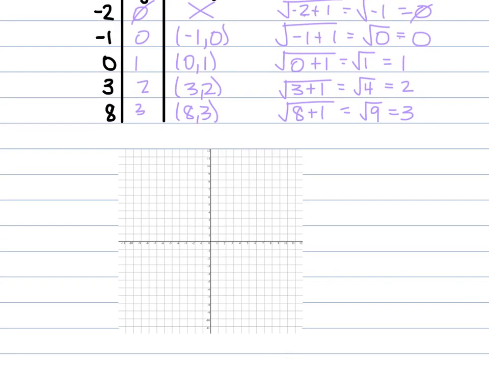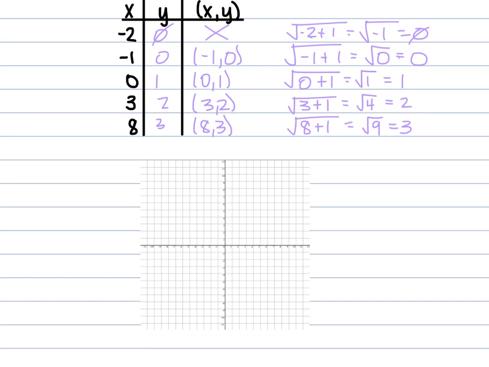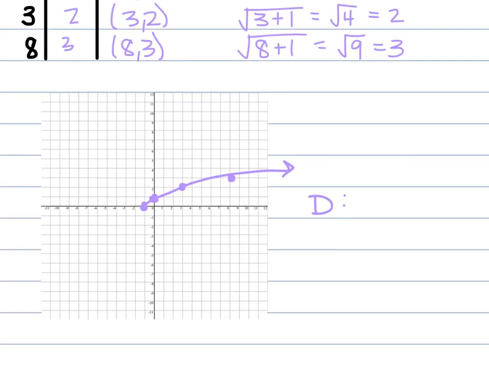So when we go to graph these, the negative 1, 0 is what we're starting with. That's going to be here on our x-axis. Then we have 0, 1, 3, 2, and 8, 3. So look now for your domain. What are your lowest x values that are covered? Your lowest x values that are covered are negative 1. So x is greater than or equal to negative 1.